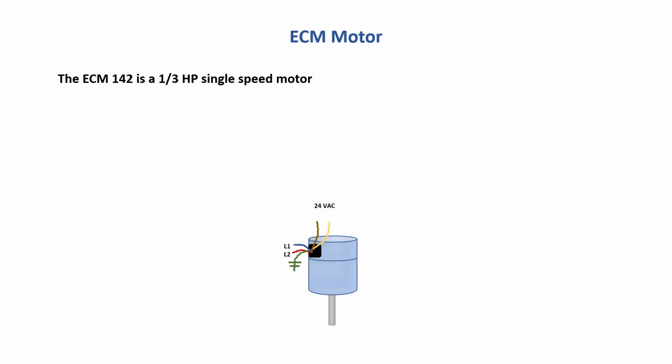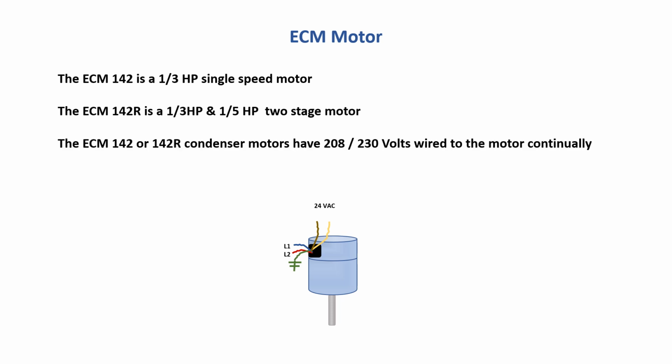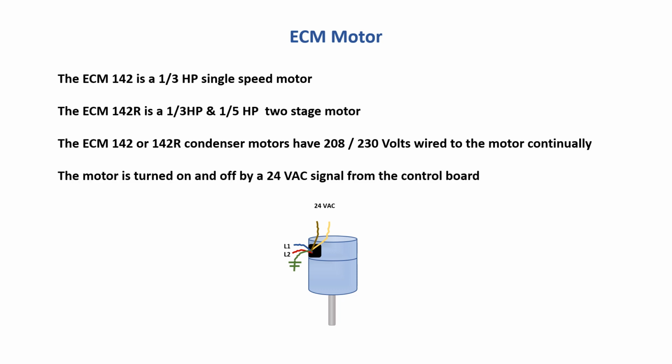The ECM 142 is a 1/3 horsepower single-speed motor. The ECM 142R is a 1/3 horsepower and a 1/5 horsepower two-stage motor. The ECM 142 or the 142R condenser motors have 208/230 volts wired to the motor continuously. The motor is turned on and off by a 24-volt signal from the control board.